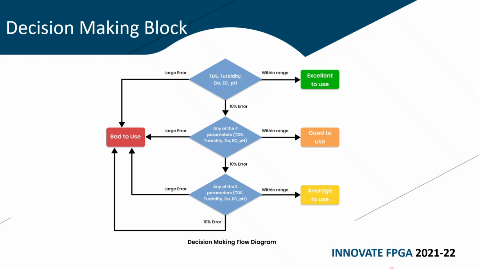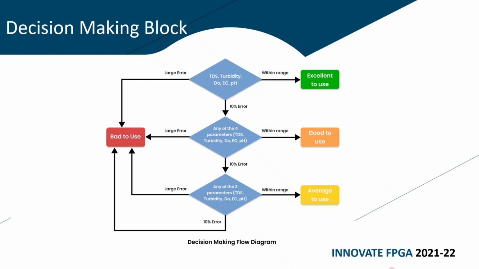If all the sensor values are within the range, it will indicate water is excellent to use. If any one sensor is out of range, it will indicate water is good to use. If any two sensors are out of range, it will indicate water is fair to use. If more than two sensors are out of range, it will indicate that the water is not suitable for the specific usage.